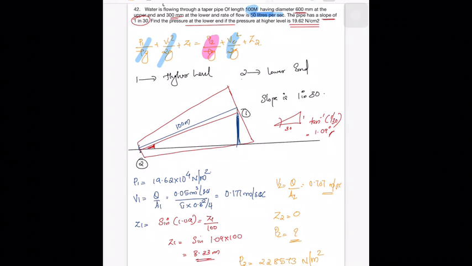So from this problem, one thing you have to understand: if the value of z1 and z2 are not directly given, and if there is no hint in finding out z1 and z2, no easy way to find out z1 and z2, what you have to do is that you have to position the datum in such a way that at least z1 or z2 becomes 0. So that is the turning point, or that is the pivotal point in solving these kind of problems.